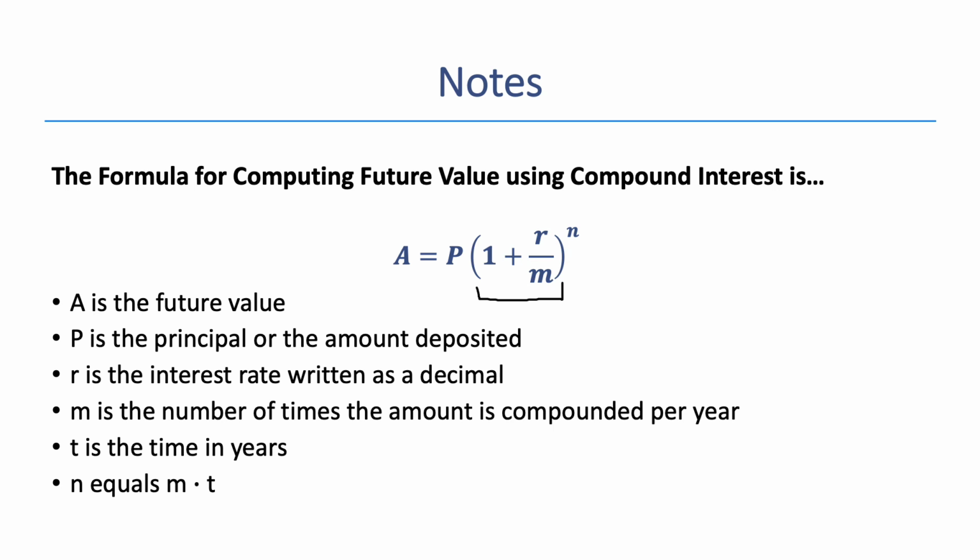So in theory, we could rewrite this formula. Instead of writing the N, we could substitute that with M times T, because N equals M times T, which is the number of times the amount is compounded per year times the number of years it's compounded.